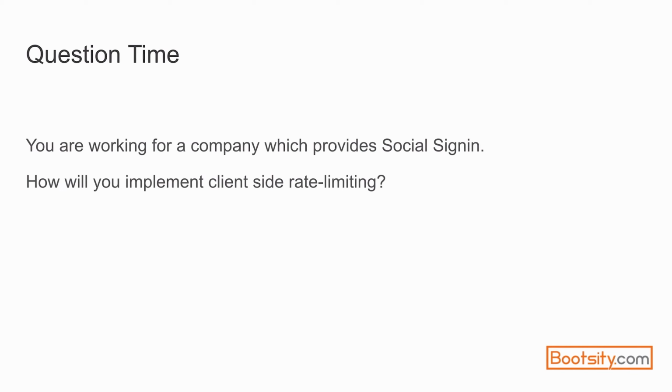Okay, question time. Assume that you are working for a company which provides social login. Social login is something that we have seen, like login with Facebook, login with Google, or something like that. How would you implement client-side rate limiting? Assume that this particular social login will be used on a browser and you can use the local storage of the browser to rate limit. Just develop a thought process and put it in words in the comments below. Obviously, I'm going to share the solution for this question in a separate video.